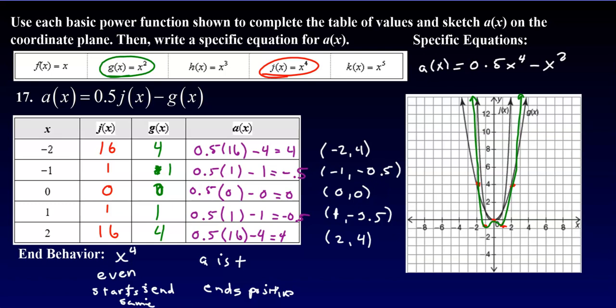Looking at end behavior, it's an x to the fourth, so it's even. Again, it starts and ends the same. A is positive, so that means it ends positive, which means it also starts positive. And then I plotted my points and I drew my graph. Looks something like what you see here. And then I made the equation by putting the x to the fourth in for j of x and the x squared in for g of x. And that's how we use basic power functions to graph and then write a specific equation.